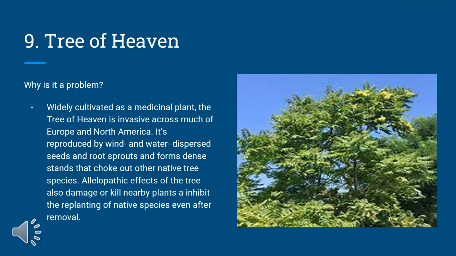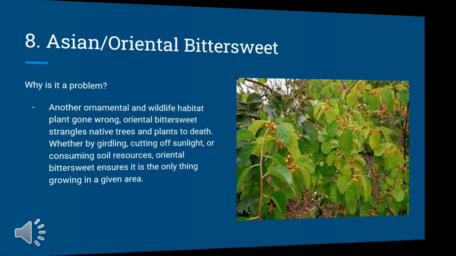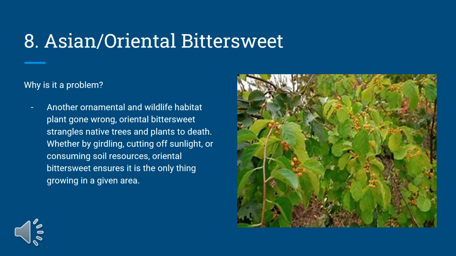Number 9. Tree of Heaven. Why is it a problem? Widely cultivated as a medicinal plant, the tree of heaven is invasive across much of Europe and North America. It's reproduced by wind and water dispersed seeds and root sprouts, and forms dense stands that choke out other native tree species. Allelopathic effects of the tree also damage or kill nearby plants and inhibit replanting of native species even after removal.